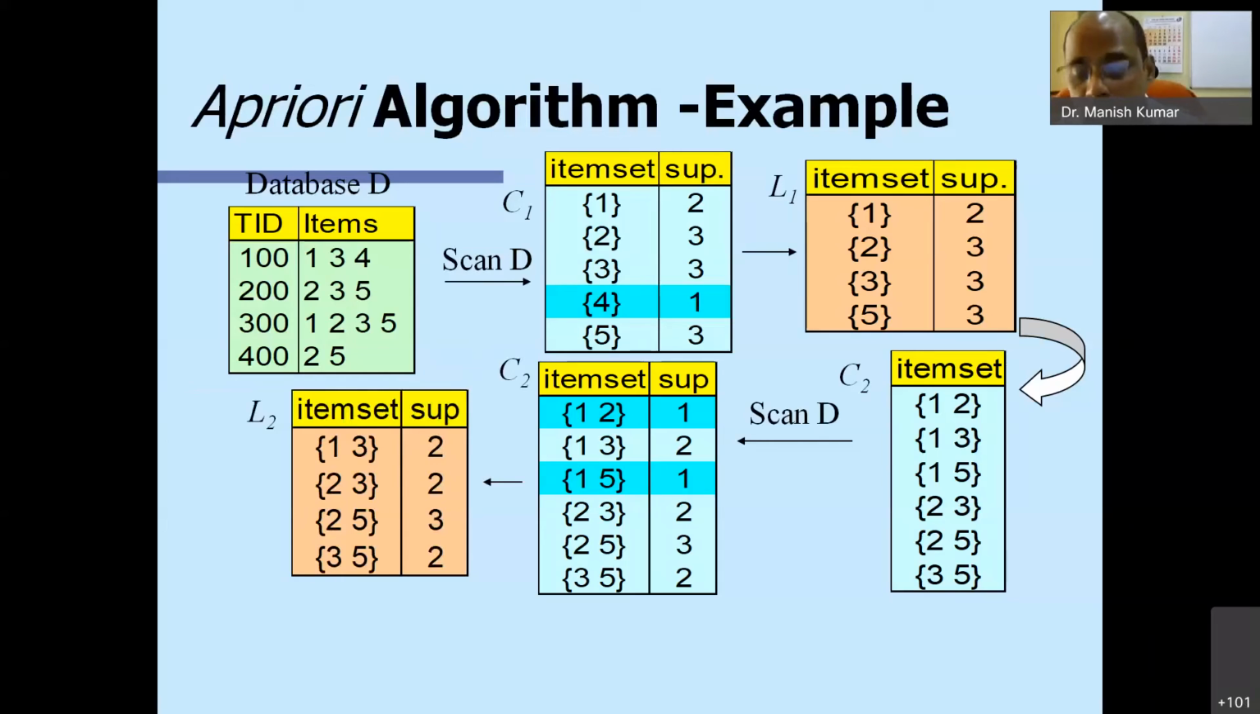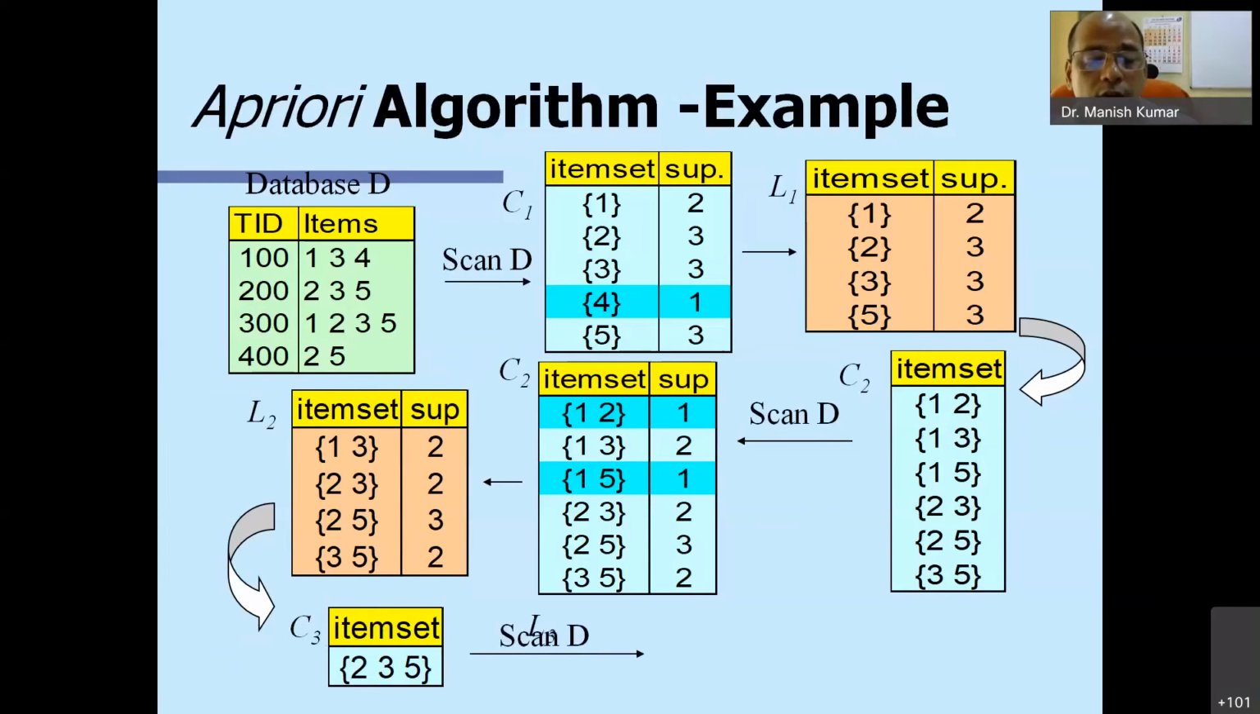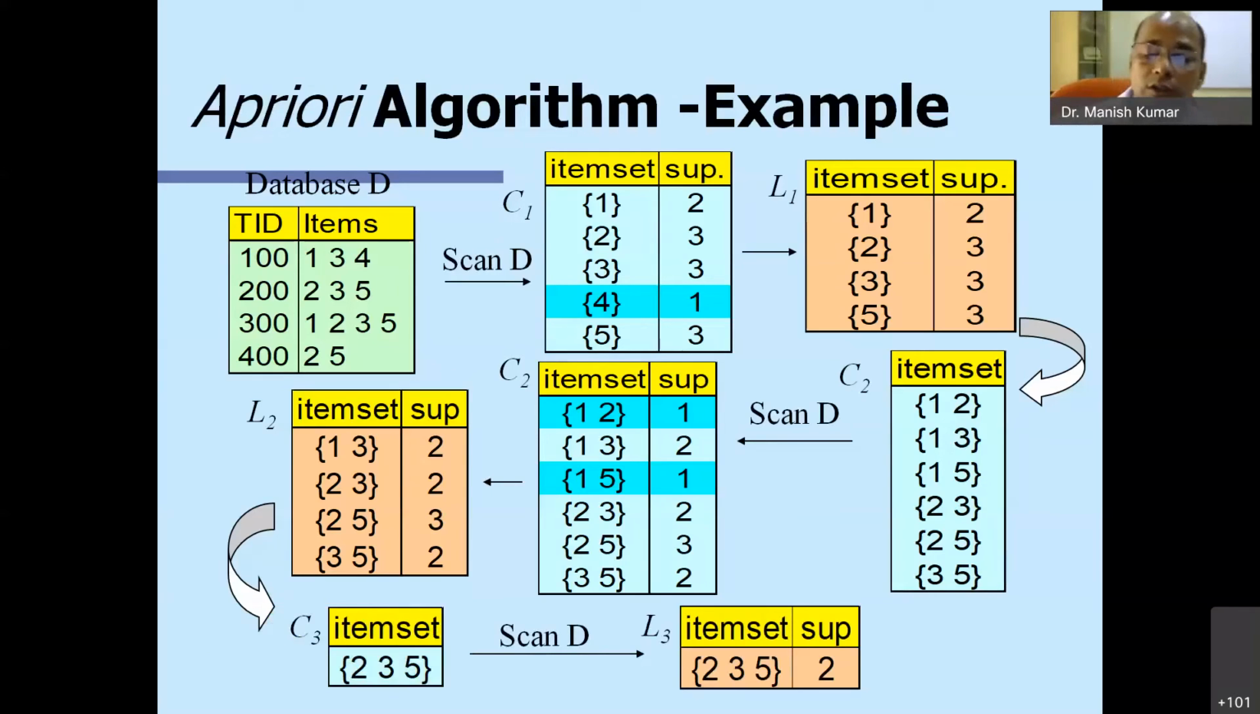Now next we'll be going for the combination of 3 items. So I'll be getting 2 3 5, which has a frequency of 2. So only this is there. Since only one combination is available in the case of 3, your algorithm stops here, because there is no possibility of making a combination of 4 items, as there are no multiple combinations available in L3.